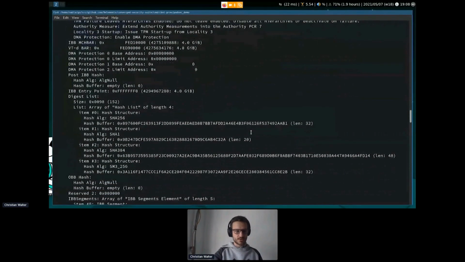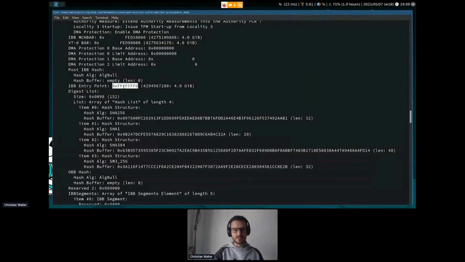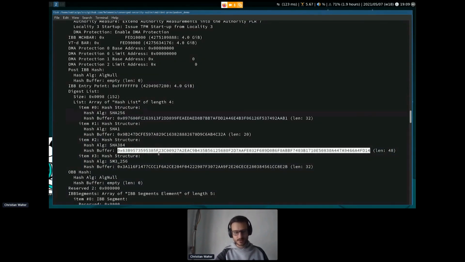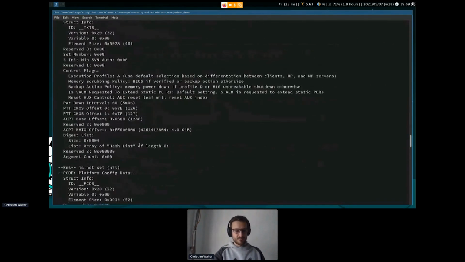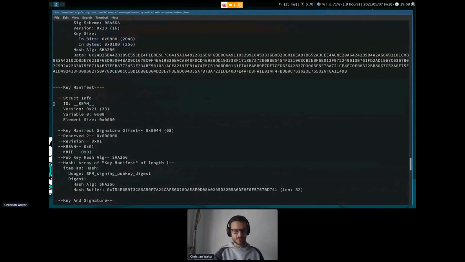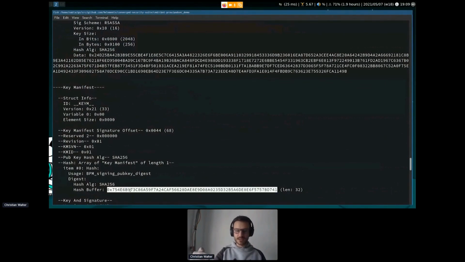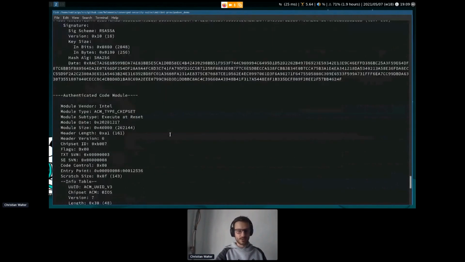However, what I wanted to show you is the IBB entry point here. There you can see where the IBB entry point is, and also what hash values it contains. These are actually the hash values with different hash algorithms for your IBB. And it has a ton more configuration data out here. In the end, there is the signature, and we also have the key manifest, which has the hash of the public key of the BPM that you just saw above, and signature, and so on and so forth.